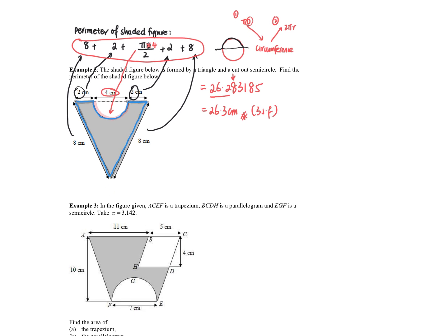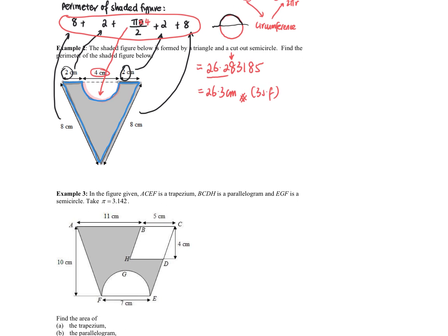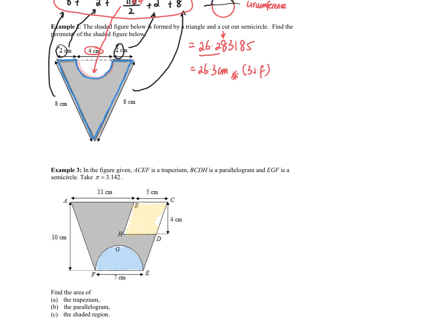Okay? Next one. I have a figure which was a trapezium. The big one is a trapezium. And then this tiny portion here, the yellow portion is a parallelogram. And then they also have a semicircle over here. So all the shapes you have learned before, they compose it together, calling it a composite figure. Okay? So now they say, find the area of trapezium.